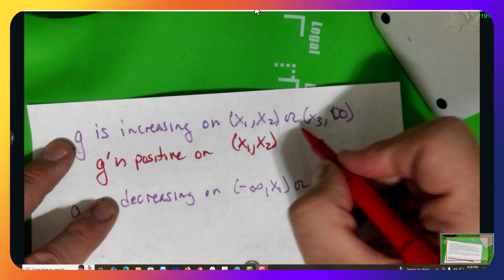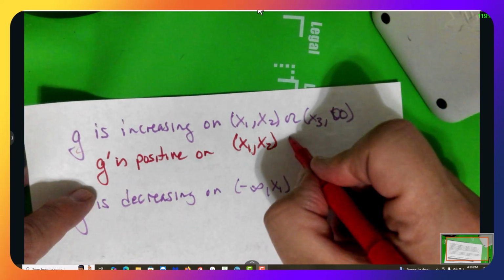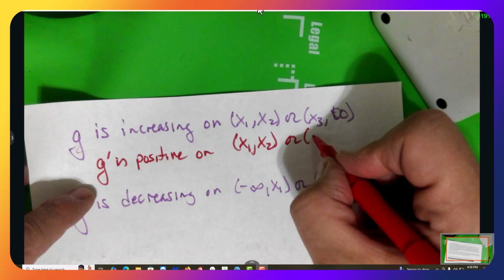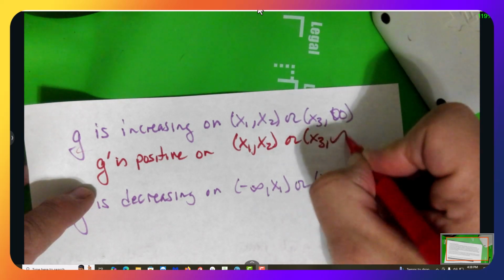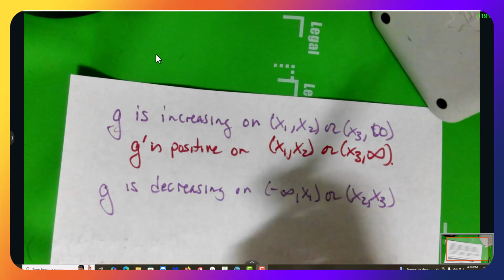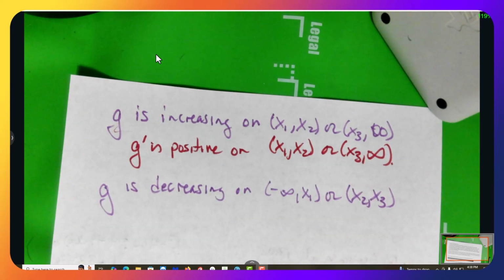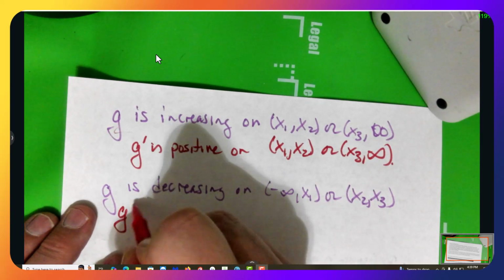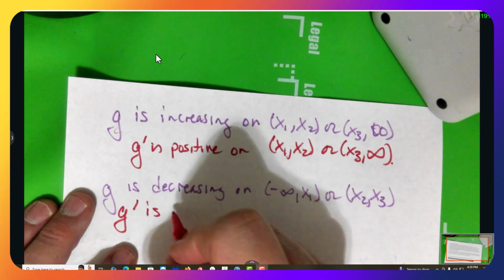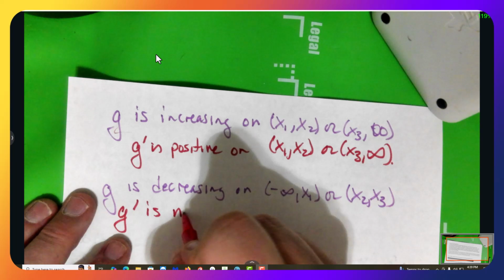intervals. Okay, let's make sure I read this correctly, because since I turned it backwards, I might have flipped these, and I don't want to do that to my young adults. Okay, so I'm going to pause this and double check that I copied it right. Yes, I copied it right. Now, here, I'm going to write my justification. g prime, okay, the function's decreasing, so the derivative is negative.